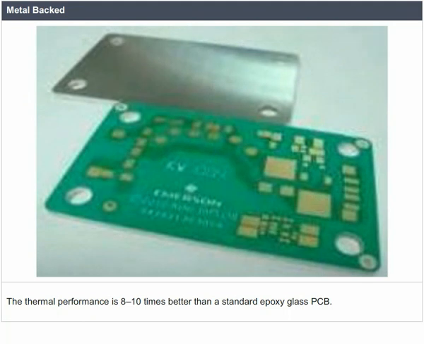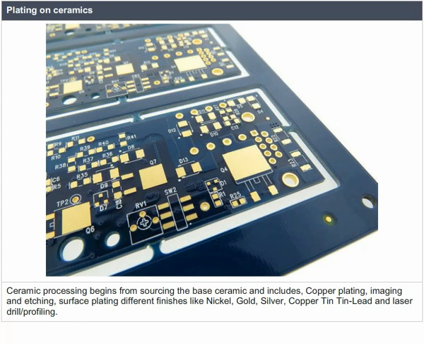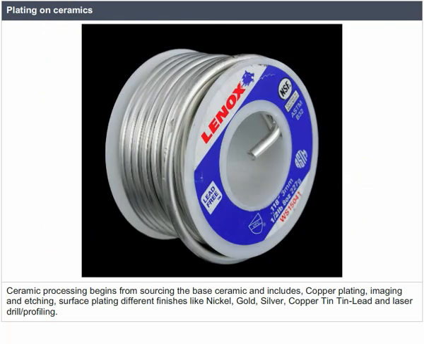Plating on ceramics. Ceramic processing begins from sourcing the basic ceramic and includes copper plating, imaging, and etching. Surface plating in different finishes like nickel, gold, silver, copper, tin, tin lead, and laser drill profiling.